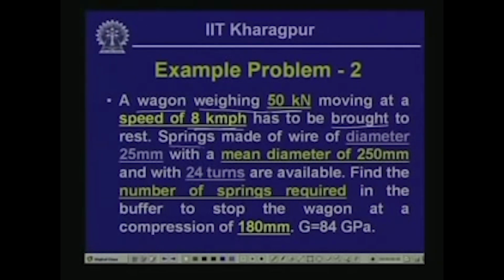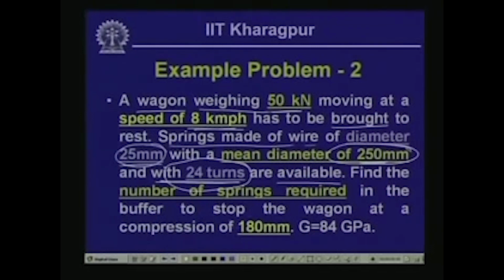Now, springs made of wire of diameter 25 millimeter with a mean diameter of 250 millimeter of the coil and with 24 turns are available. So, these are the springs which are available. They are made of wire of 25 millimeter diameter, and the mean diameter of the coil is 250 millimeter, and there are 24 turns in that particular spring.